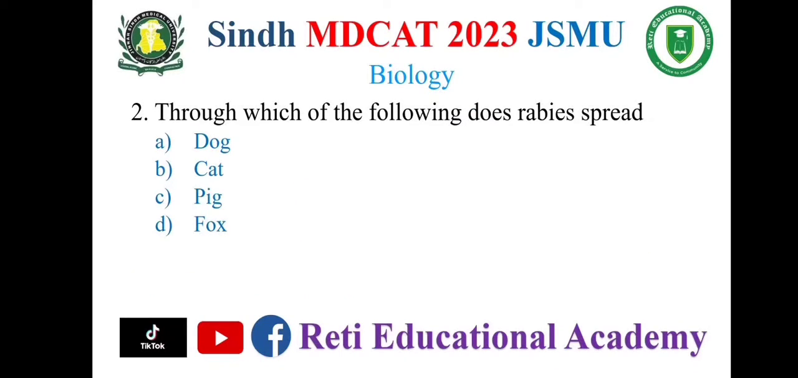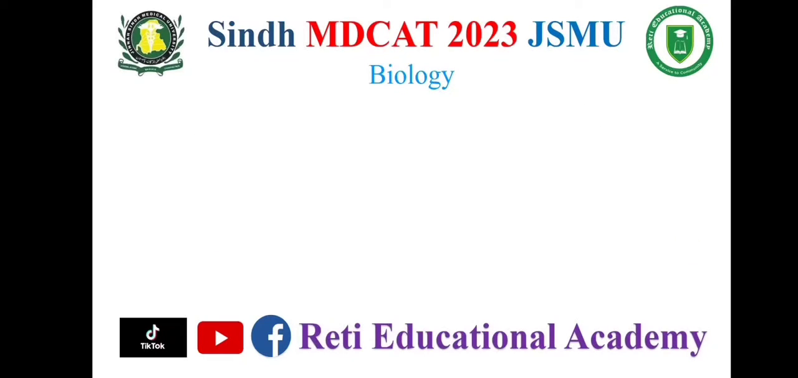Through which of the following does rabies spread? A. Dog. B. Cat. C. Pig. D. Fox. And the correct answer is A. Dog. Question number 3.